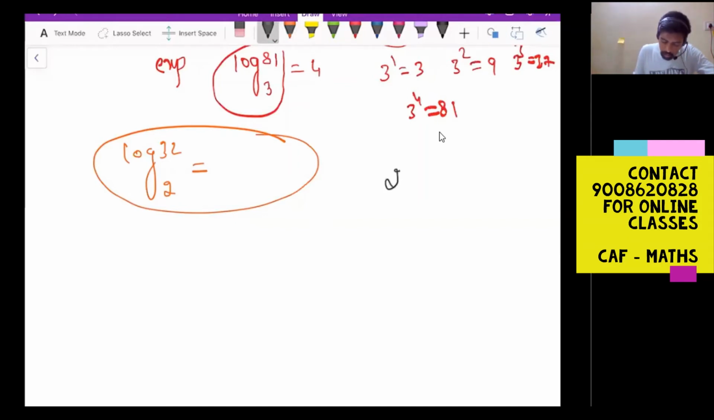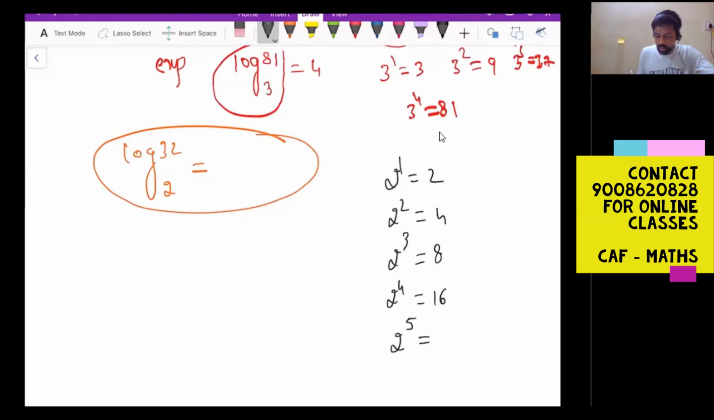If I write 2 to the power 1, I will get 2. If I write 2 to the power 2, I'll get 4. Correct? So what is the value of 2 to the power 3? 8. And 2 to the power 4? 16. So what is the value of 2 to the power 5? 32. Correct? If the exponent is 5, I will get 32. So log 32 to the base 2 is 5. Are you getting this?